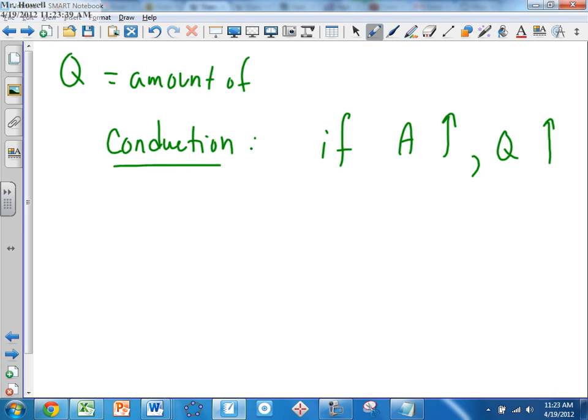Q equals MC delta T. Q is the amount of heat in joules. So if the area, or the contact area, goes up, then the amount of heat transfer goes up. And just use logic, please. Think about it yourself. You touch something, a little bit of heat is going to transfer. Put your whole hand on it, a lot of heat is going to transfer. Why does it hurt so much more?